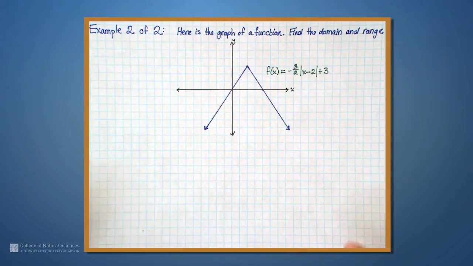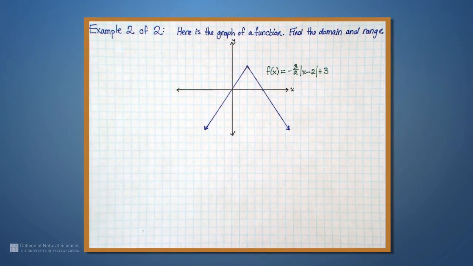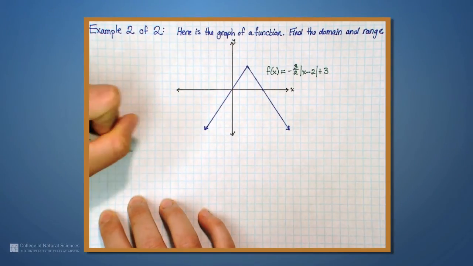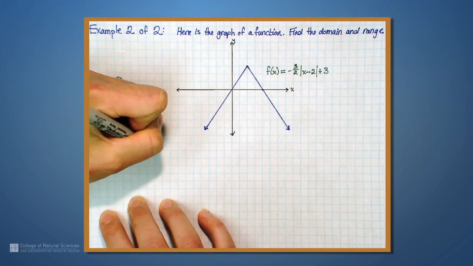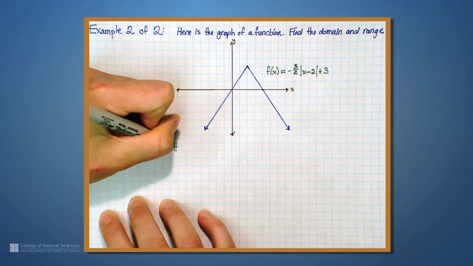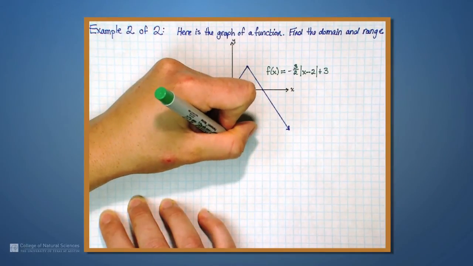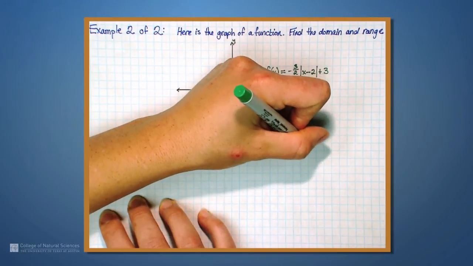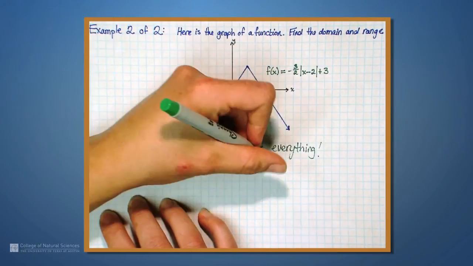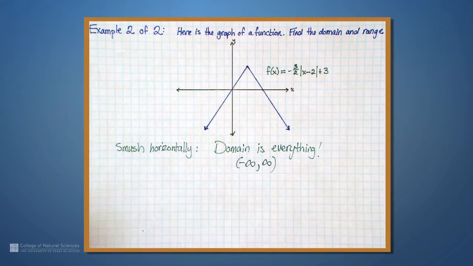Well, since these blue lines are meant to go on forever and ever, when I smash this thing flat, doesn't it cover the whole x-axis? Oh, yes, it does. And so, yes, this is a technical term, when I smush horizontally, I find out that the domain is everything. The whole x-axis. Here's a fancy way of writing that. -infinity to infinity. All the real numbers ever, ever, ever.